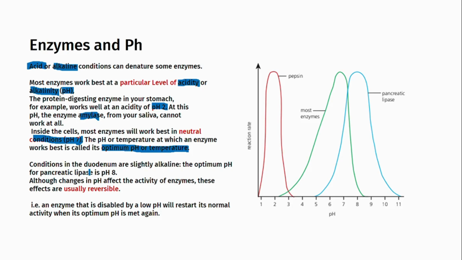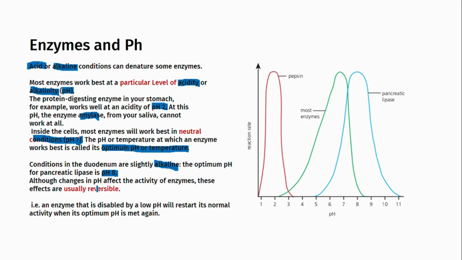Conditions in the duodenum are slightly alkaline. So here they're alkaline, so they should be above 7. For instance, for pancreatic lipase, it is a pH of 8. You need to memorize the pHs around your body. I guess I've mentioned it earlier in chapter 7. I'm going to link it in the description box beside chapter 2.